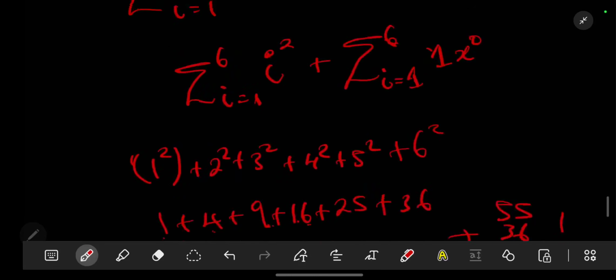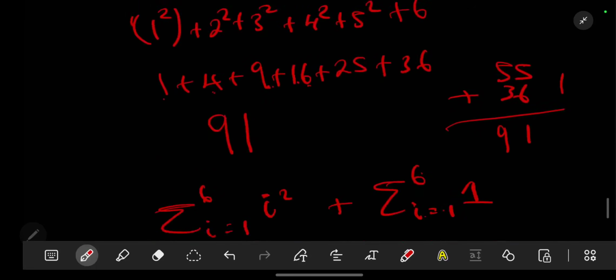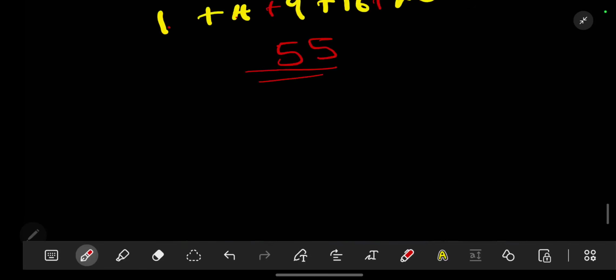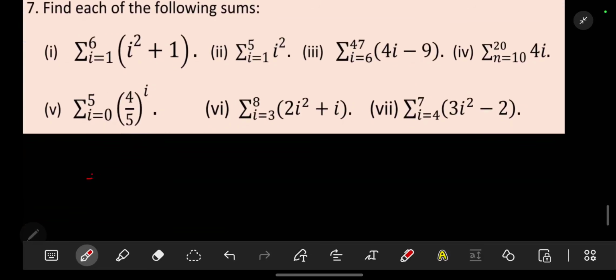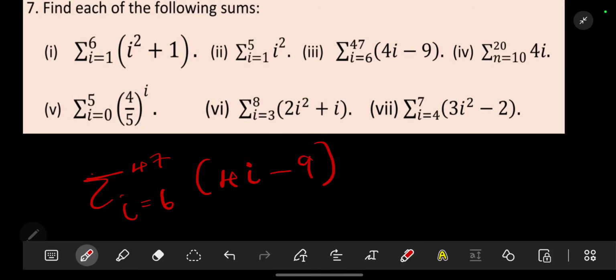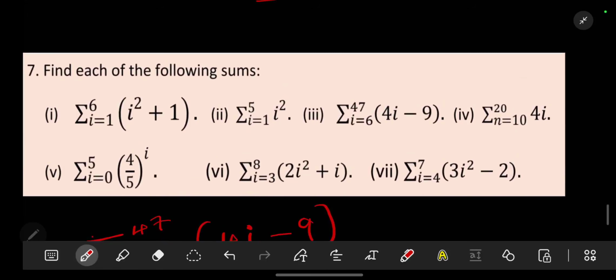Likewise, moving on to our next one, what are we going to have? Our next one is the summation from i equals 6 to 47 of 4i minus 9. So here you need to be critical. There is no way for you to move from 6 to 47 term by term. You must know the summation type, by the way.